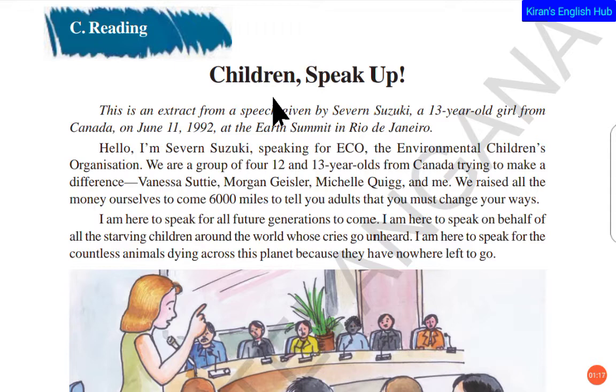Here children are the members of some organization in this lesson who are speaking on behalf of the nature, who are speaking about the problems that are arising in the nature, who are asking the younger generations and the older generations to save the nature. Usually the younger and older generations teach the children about the good and bad, pros and cons of the society. But here in this lesson we see something different from the usual, where the children are asking the older and younger generations to save the nature. Let us see, Children Speak Up.